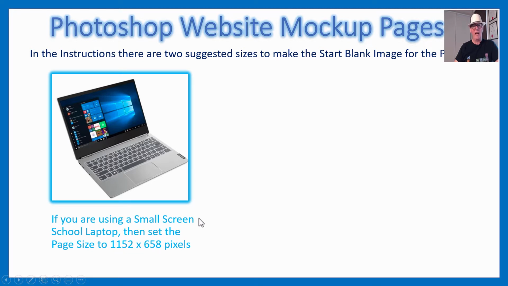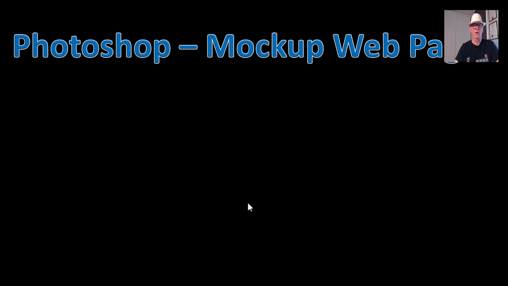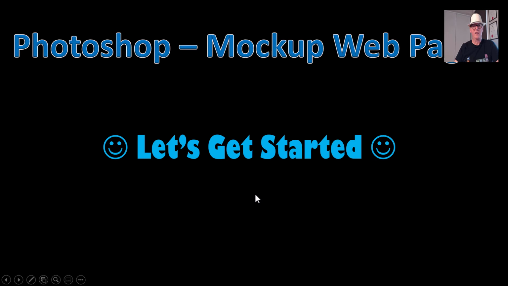1152 by 658, but we're using a big screen here. We've got a 15-inch laptop, so we're going to make them 1920 by 1080. So if you've got a bigger screen, 15-inch or bigger, you can go for a bit of a bigger size, standard high definition, 1920 by 1080. I think 1152 by 658 is just high definition. All right, so I think that's pretty much all we wanted to do for the intro. And now let's get started.